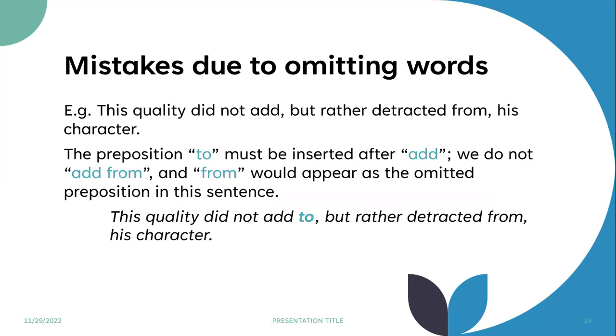And lastly, we have mistakes due to omitting words. Example, this quality did not add, but rather detracted from his character. The preposition "to" must be inserted after "add". We do not add "from", and "from" would appear as the omitted preposition in this sentence because it says "detracted from". So instead we write, this quality did not add to, but rather detracted from his character, right? And so this will be the last problem with prepositions we have on the slide.